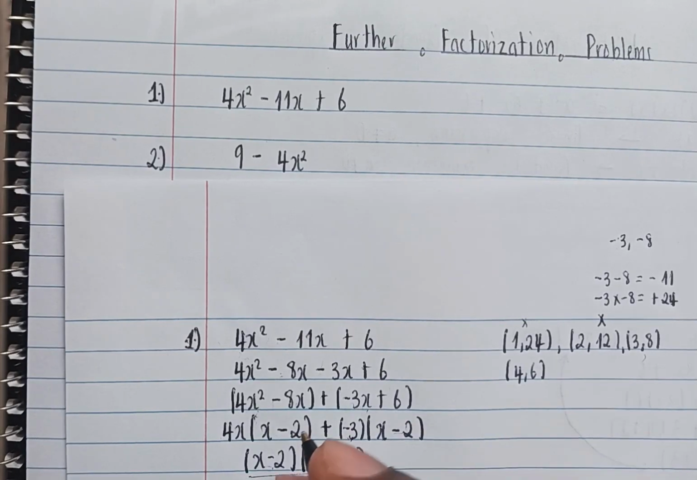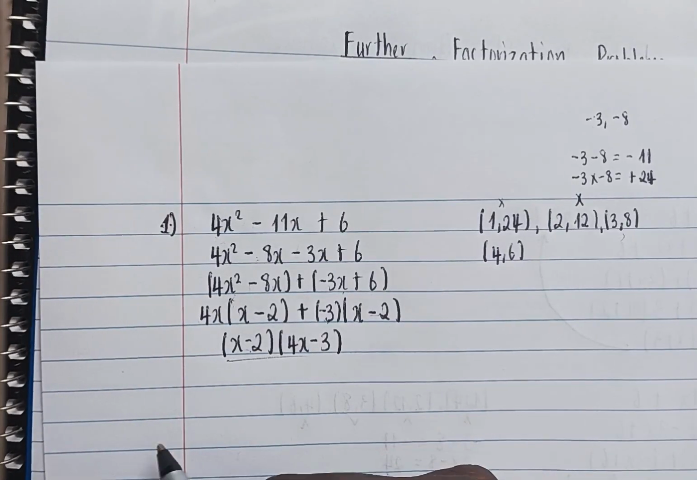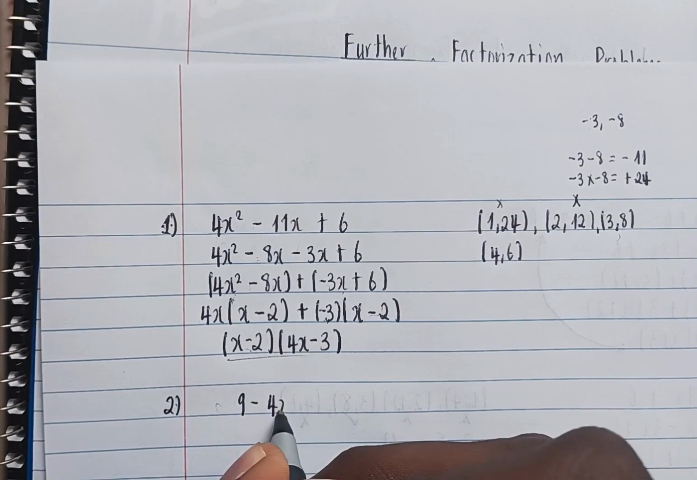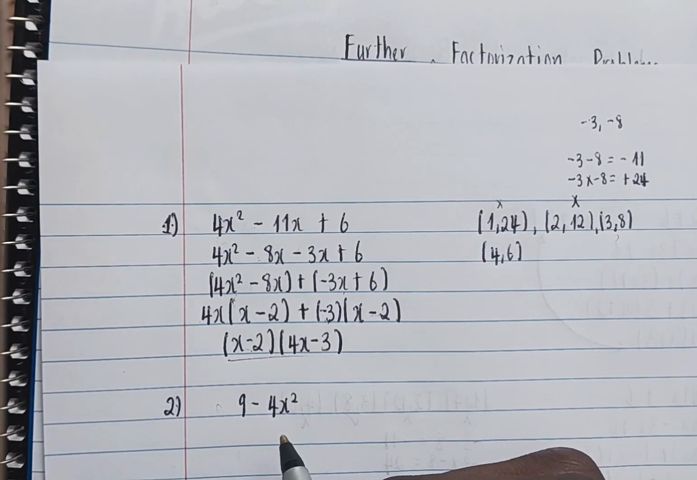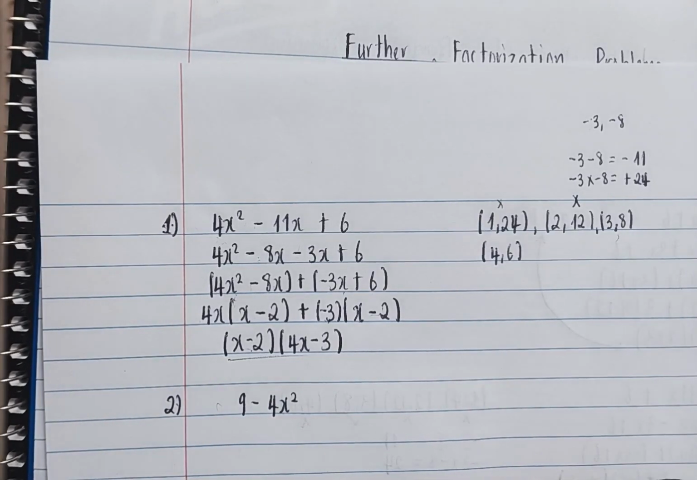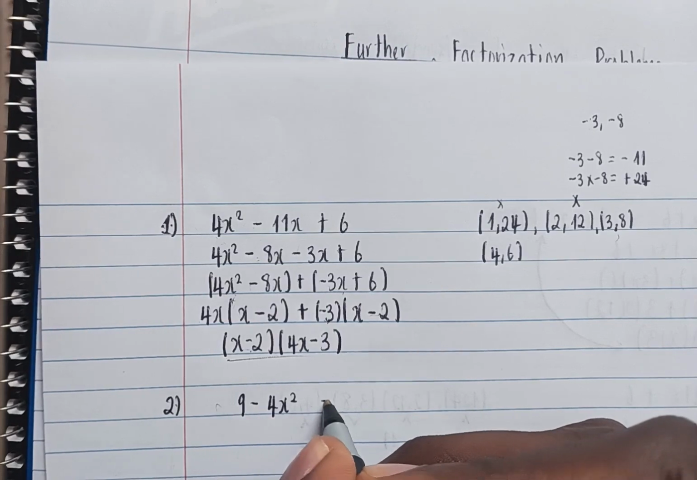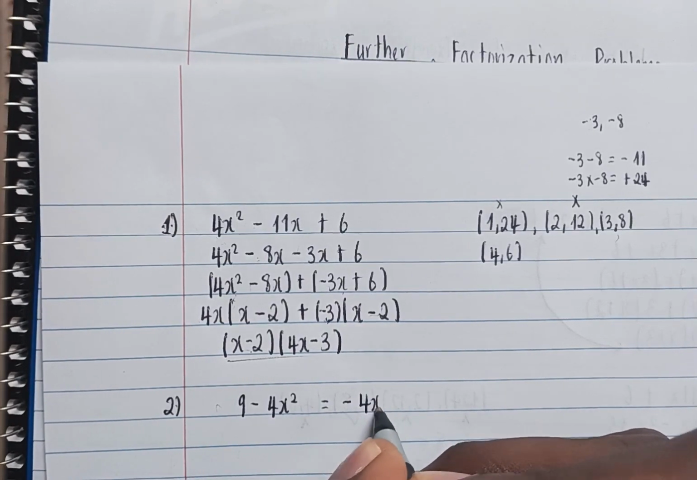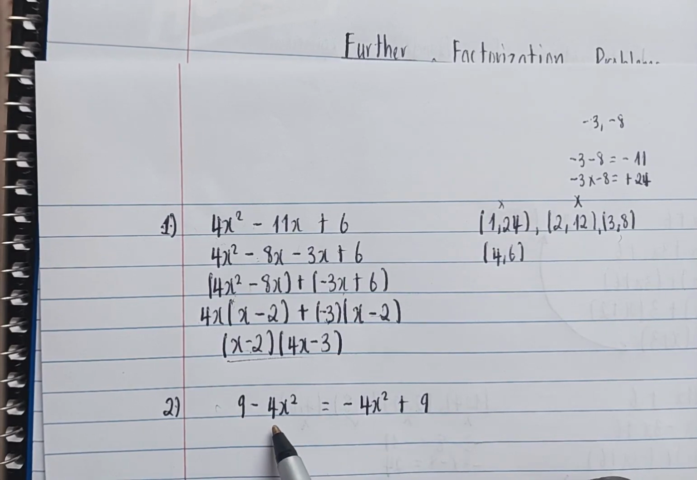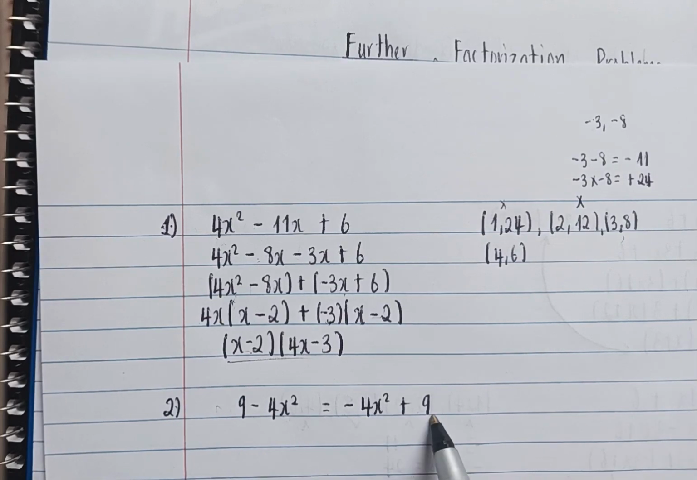Okay, for number 2, I have 9 minus 4x squared. There, I'll show you 2 methods in which you can factorize this. So let's try with the previous method I just taught you. Here I can write this as negative 4x squared plus 9.